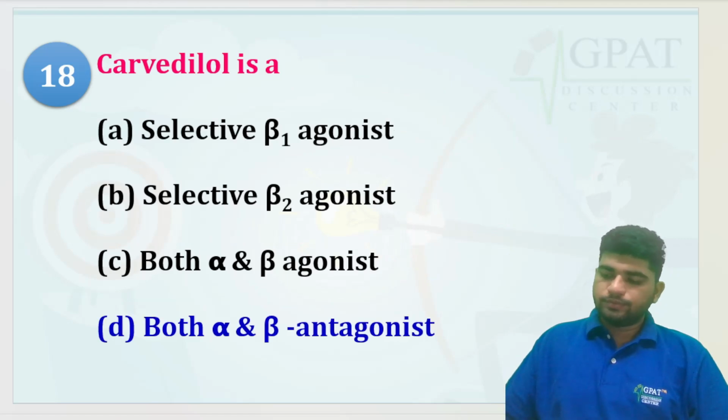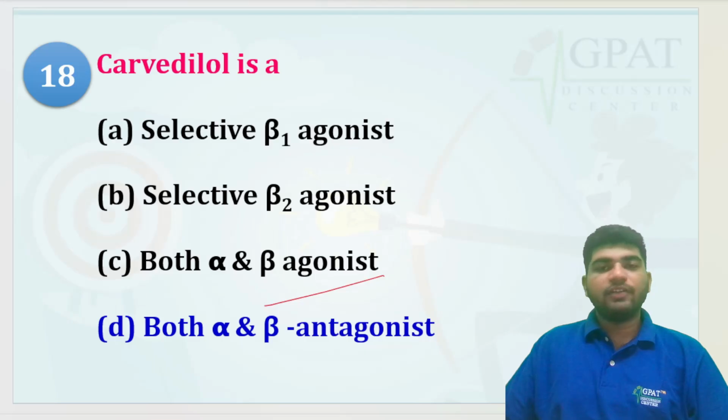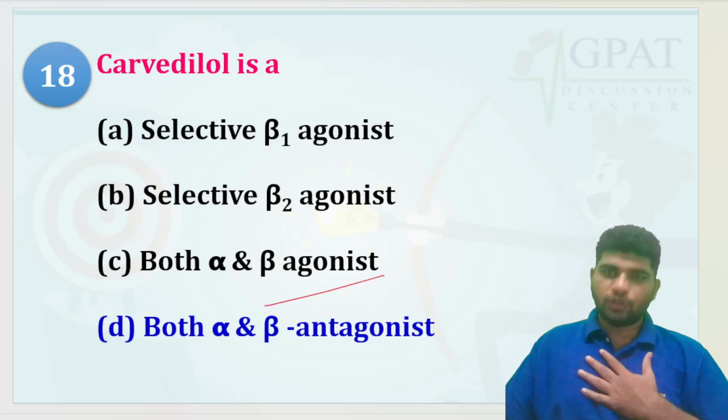So carvedilol is your both alpha and beta antagonist. I am really sorry, it is not an agonist. It is an alpha and beta antagonist. Sorry, it happens.